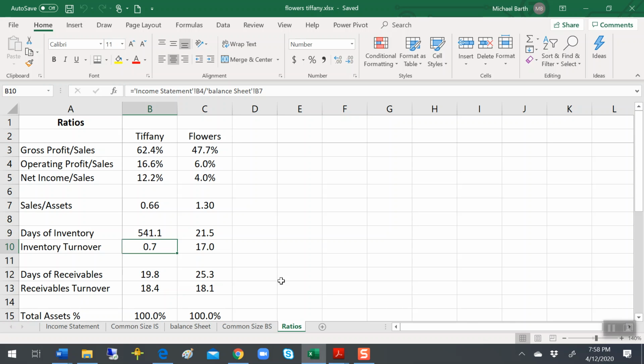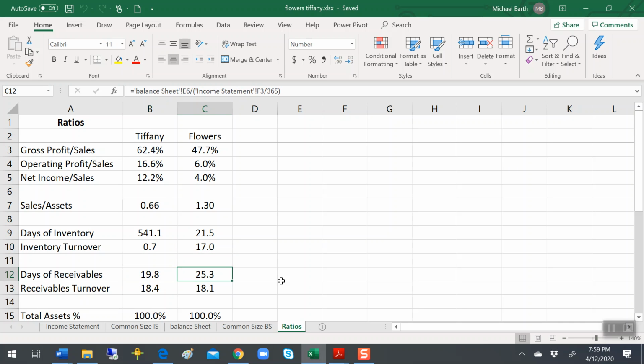Did I say that right? If it takes you a year and a half to sell it off, then you can sell it 0.7 times per year, because it takes more than a year to actually sell all the inventory. Whereas over here at Flowers, every 3 weeks they sell off all their stuff, so they can sell off all their stuff about 17 times in a 52-week year.